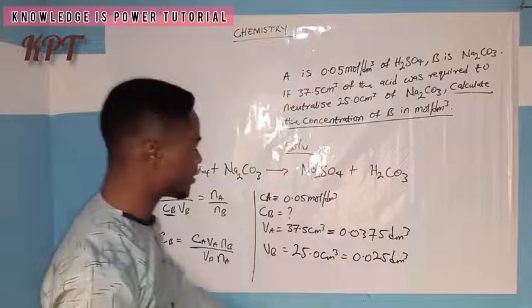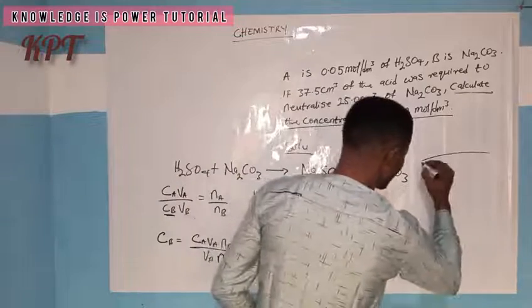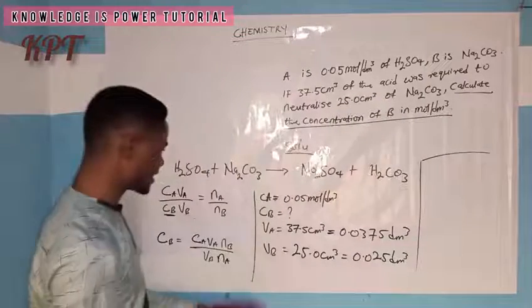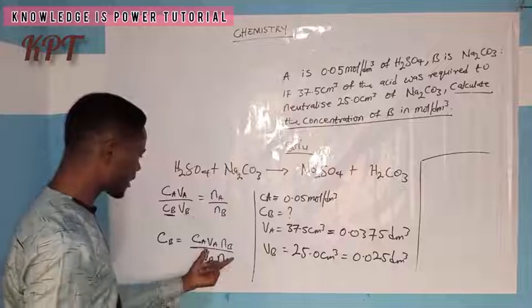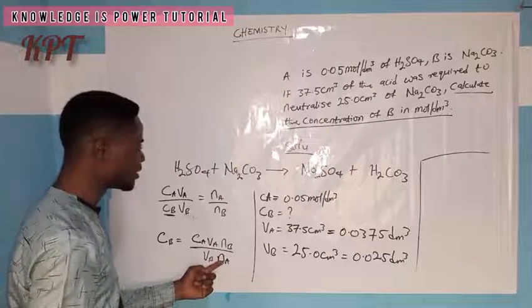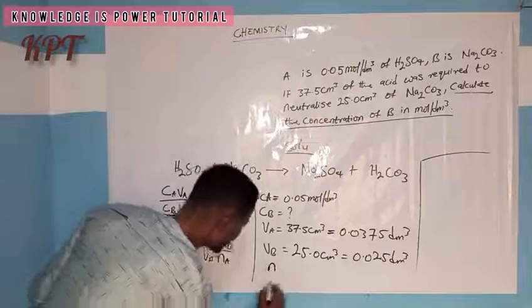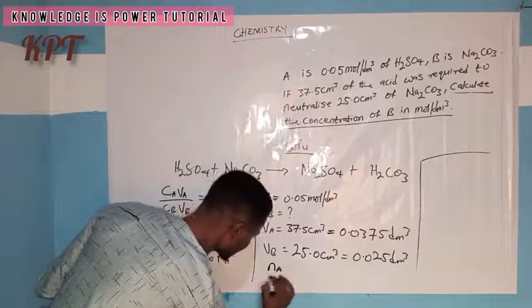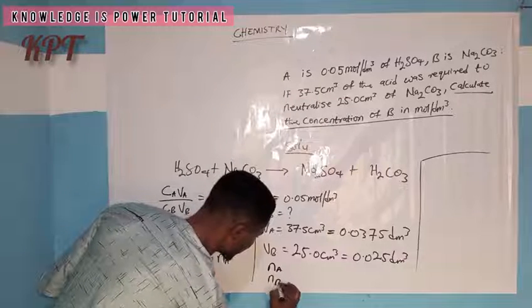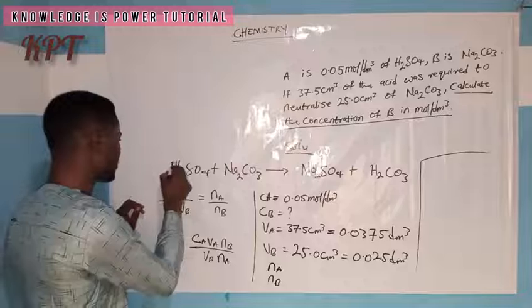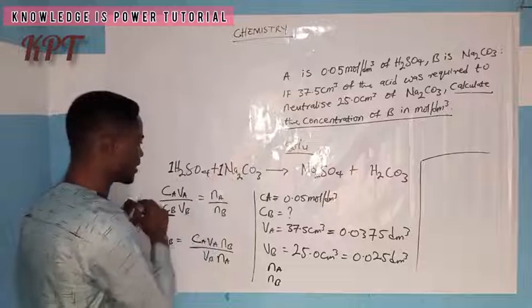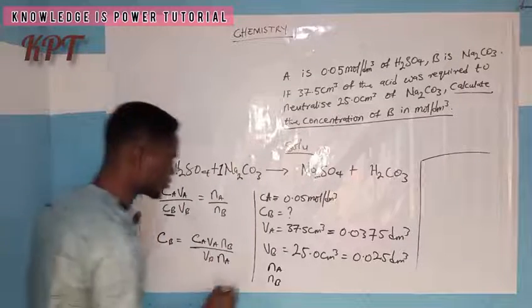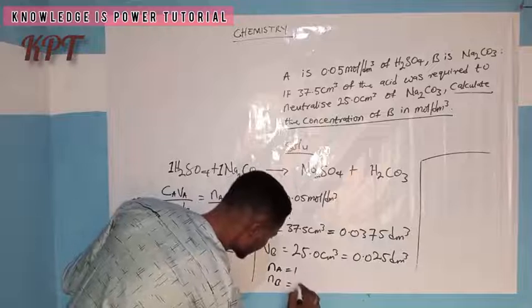Let me make the final substitution here. Since we have all of this formula, what is our Na and our Nb? In this question, our Na, which is the number of mole of the acid, and Nb, which is the number of mole of the base, are respectively 1 and 1, from the balanced chemical equation.